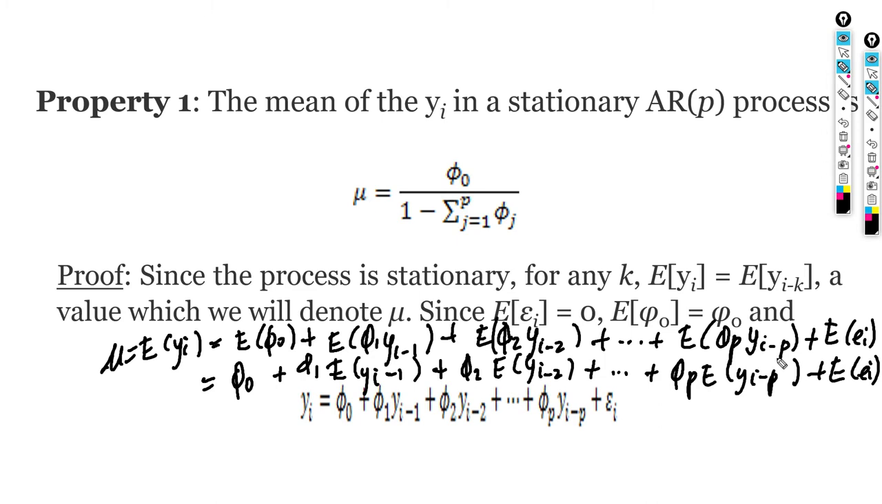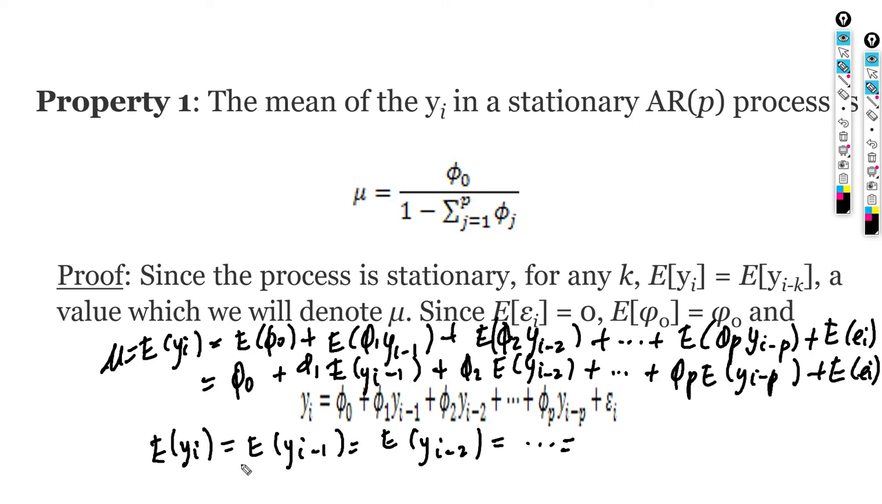Now, by definition, the expectation of yi is equal to the expectation of yi minus 1, equal to the expectation of yi minus 2, and so on and so forth. This is by definition. So if I put a mu here, so that the expectation of yi is equal to mu, then I can substitute here.